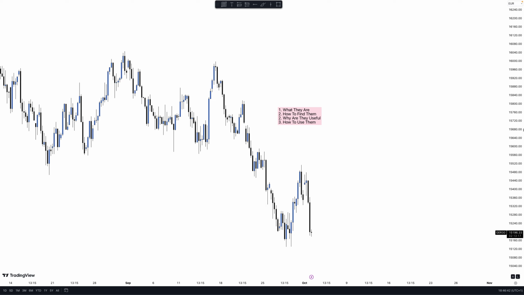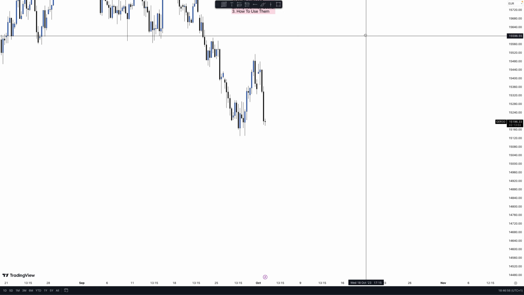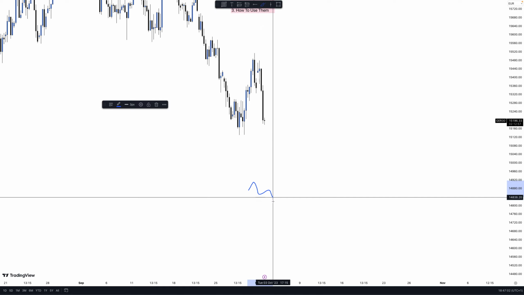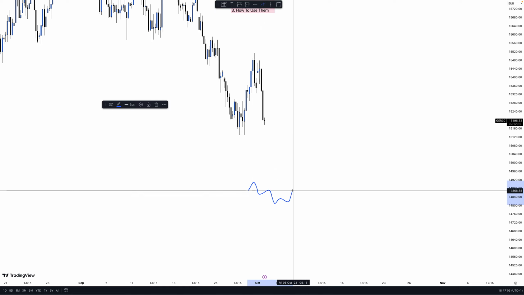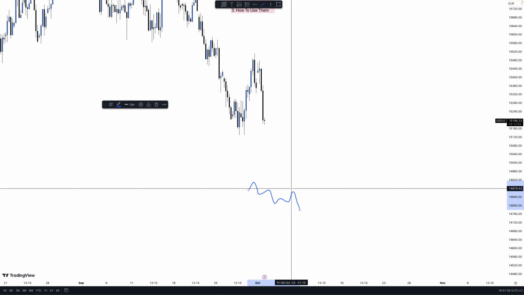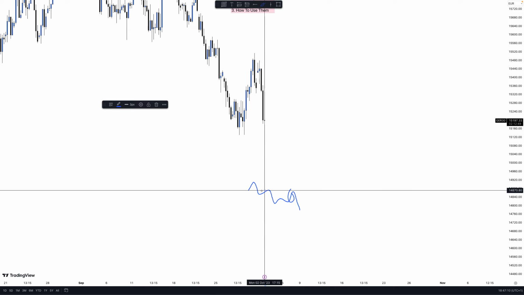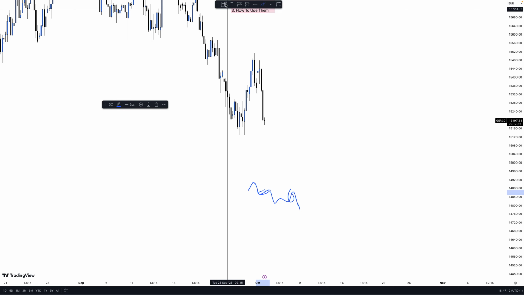Okay, so in this video, we're going to be learning about imbalances, what they are, how to find them, why they're useful, and how to actually use them. So an imbalance is just a retracement, which also means a short-term reversal. What I mean by that is, for example, let's say price is running bearish, price comes up, and then it comes back down. That's a short-term reversal right here. These little up moves are just short-term reversals.